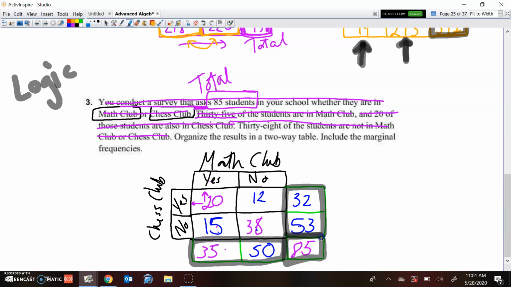So we did it right, and then we could interpret these. We would say in the end, 32 total students are in chess club, 53 are not. 35 are in math, 50 are not, and then we can look at the joint to figure out the breakdown.